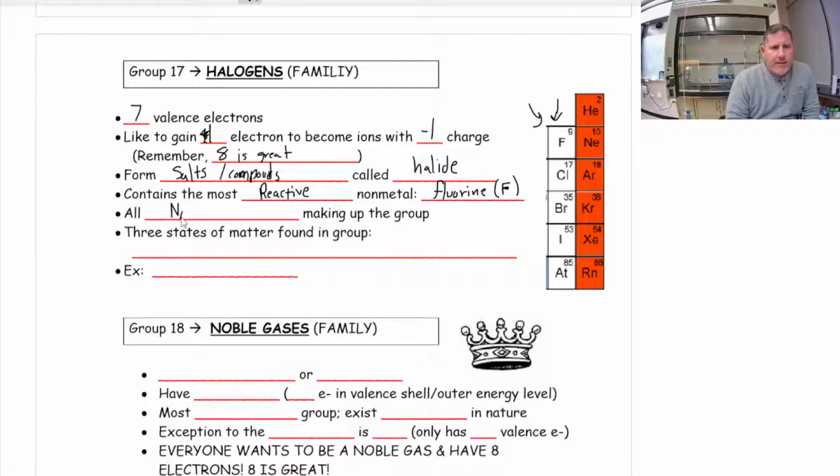All nonmetals make up this group. 3 states of matter actually are found in the group. So we've got the solid state. We designate that with a small s next to it. We have liquid. We use a cursive L, and then of course gas. And we use a lowercase g. So for example, chlorine, Cl, is an example of a halogen.